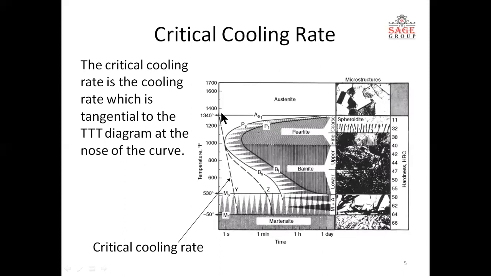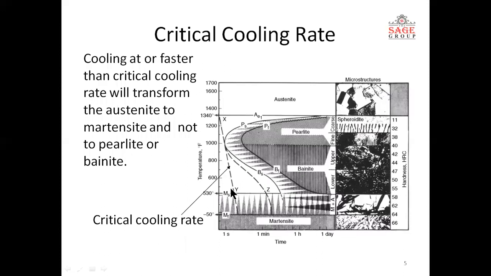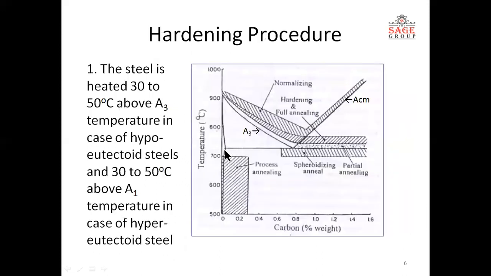You can see here that the whole austenite is converted into martensite only if the cooling bypasses the nose, or doesn't touch the nose of that curve. So we have to bypass this nose and achieve a very fast cooling rate. If the cooling rate is not so fast, pearlite or bainite will form. If the cooling rate is somewhat slow, it will go like that and pearlite will form. It will go like that, then bainite will form. So you have to achieve the critical cooling rate, which is a very fast cooling rate.